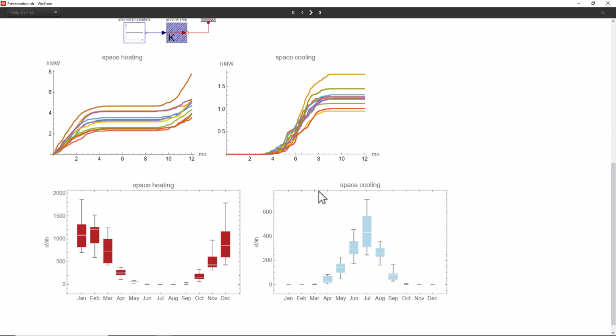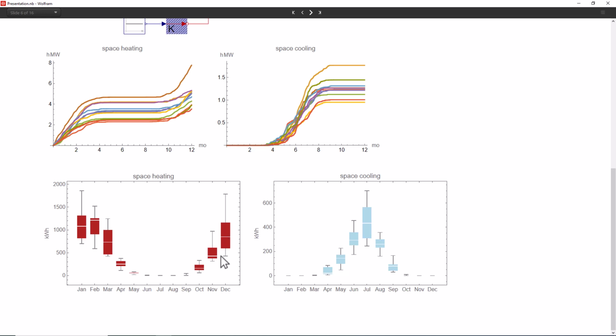I've compiled the monthly simulation results, and they illustrate how the demand fluctuates throughout the year, with the highest uncertainty occurring in January and December. In Linköping, the heating demand during winter is substantial, whereas the cooling demand in summer remains relatively low.